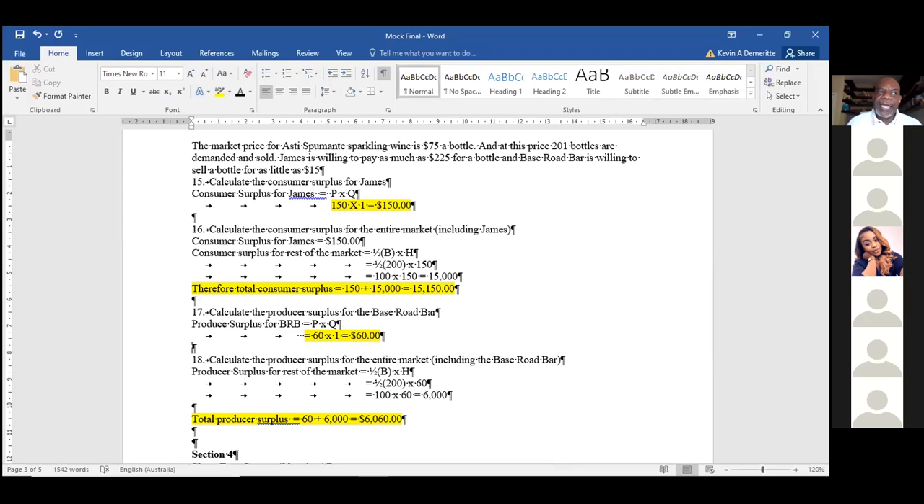Yes. If the wine's priced at 15, they're willing to accept $15, because that's what they bought the wine for in the States. But that wine in Nassau is selling for $75, so they would make $60 off each bottle. That's what you're asking, right? If they were to sell 2 bottles, the producer surplus would be 120. It'd be 60 times 2. Remember, the producer surplus for Base Road Bar for 1 bottle was $60, so for 2 bottles, it'll be 2 times 60, $120.